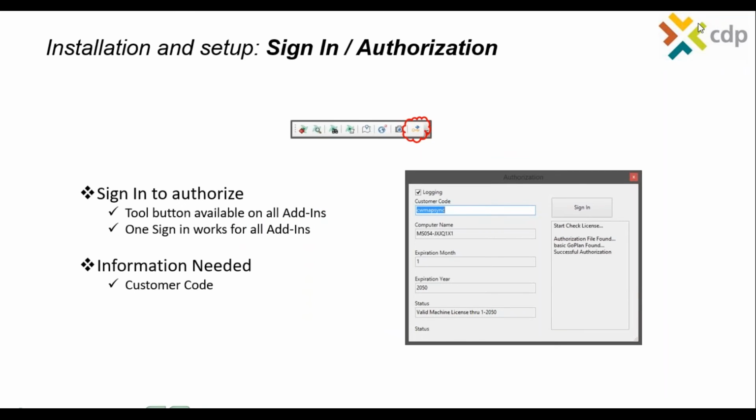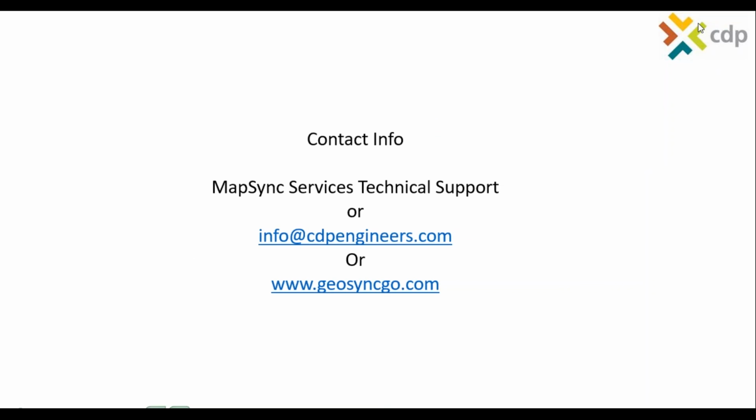Once that's been downloaded and implemented in Arc, you will want to open that toolbar up, select that toolbar, and choose the very last option. This is your sign-in and authorization screen. Now, with this tool, if you activate or authorize one add-in, it will authorize all of the add-ins. So you'd simply need to sign in the one time. You will need a customer code, and that's available from the MapSync Services Support Team. You can contact us and we can get that code to you.